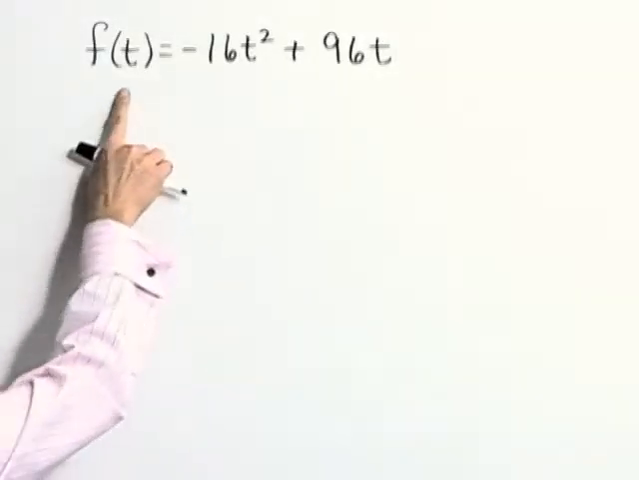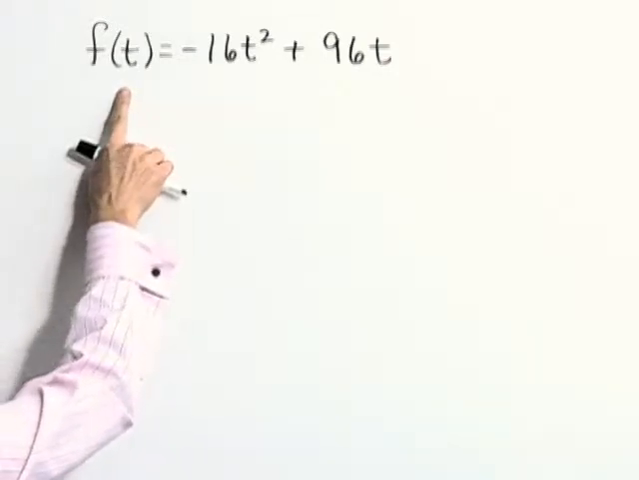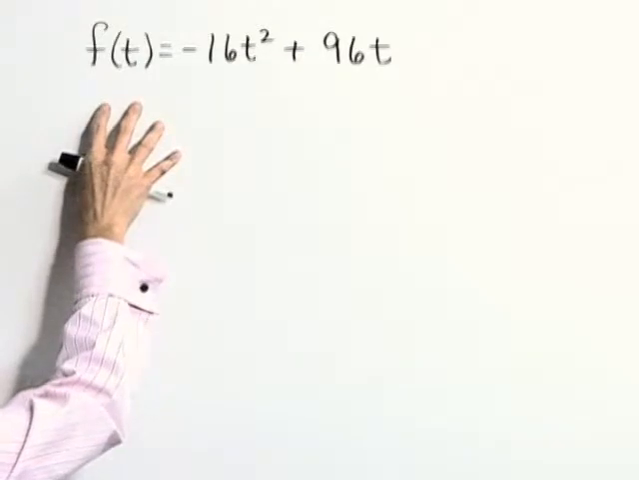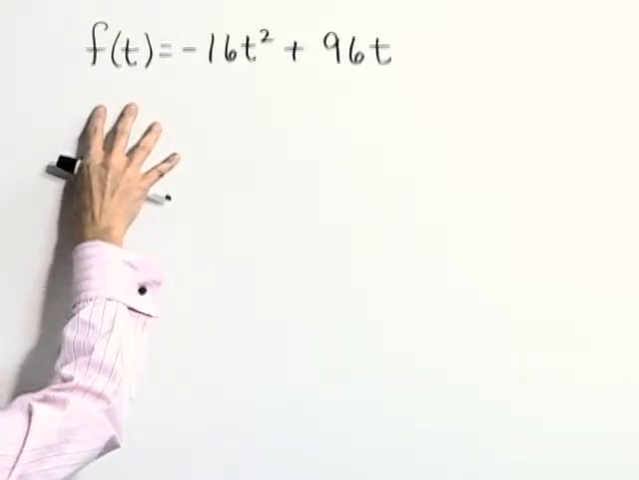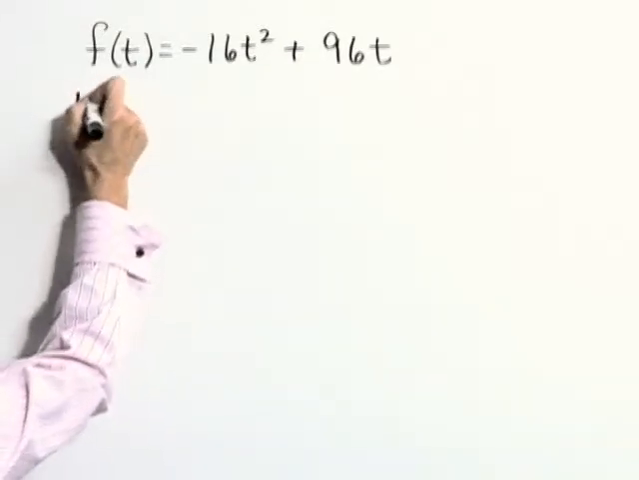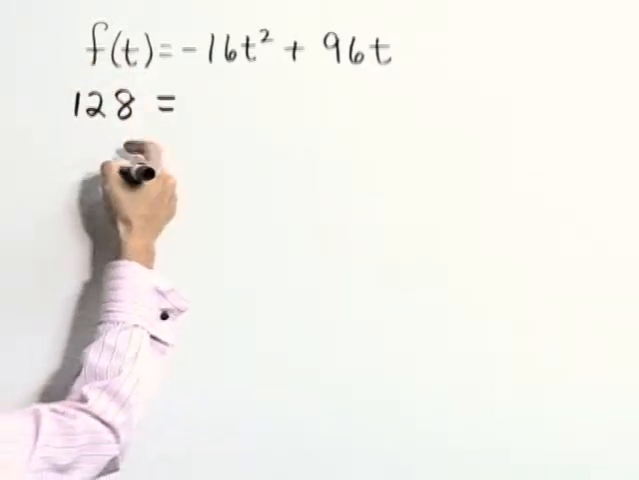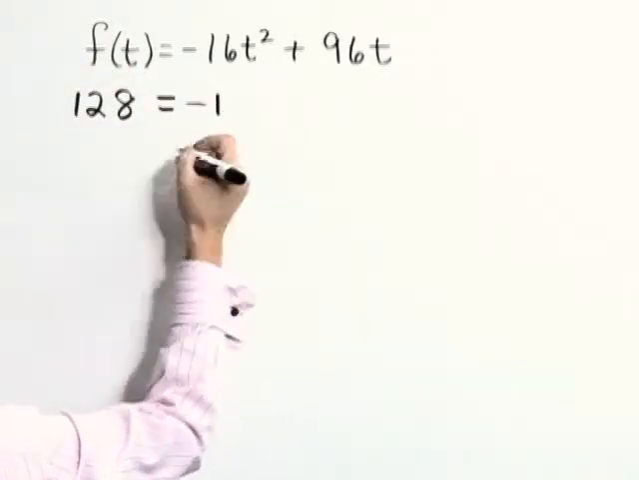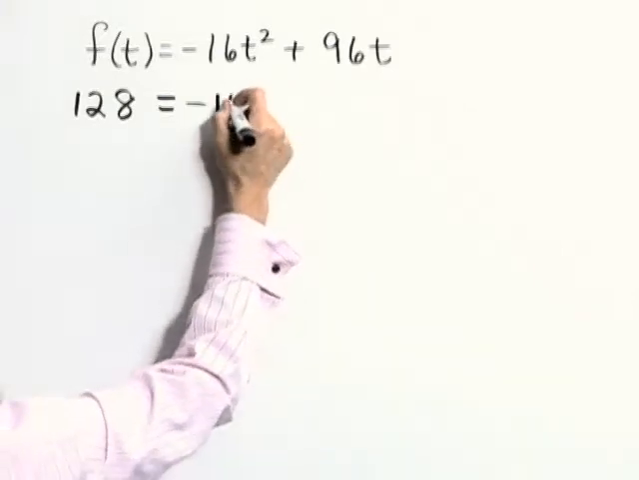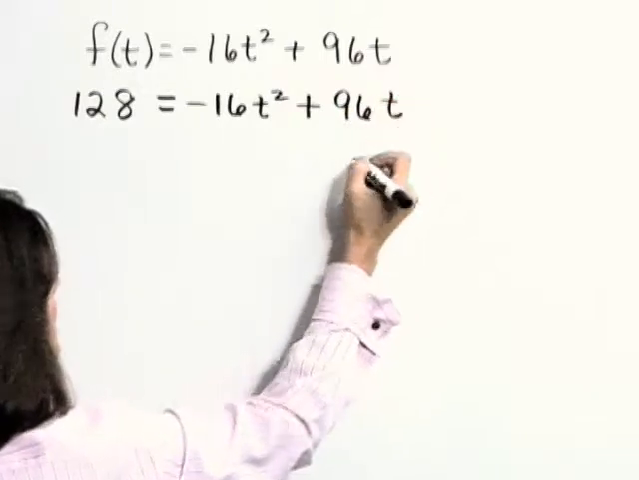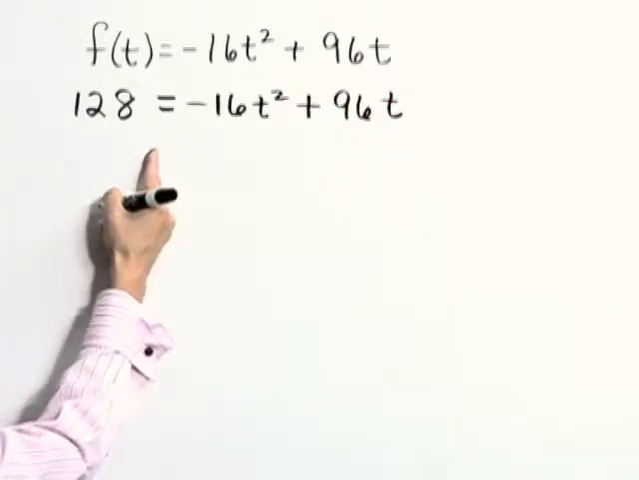So we have our function representing the height of this projected ball. The question is, after how many seconds is that height going to be at 128 feet? So we're going to substitute 128 in for f of t, the height. So 128 is equal to negative 16t squared plus 96t. And now we're going to solve this equation.